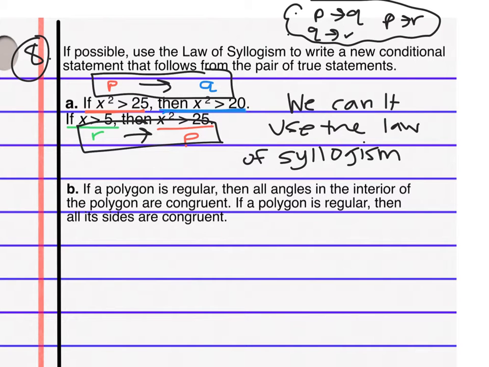Okay, and let's go ahead and skip part B also, just because I know this is getting very long.